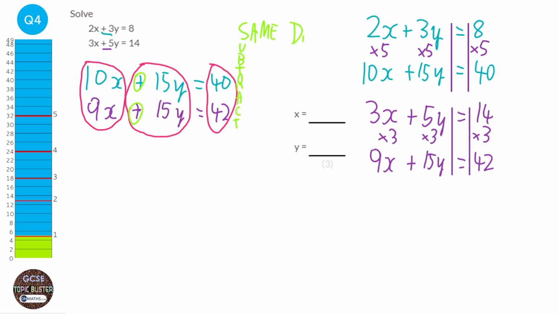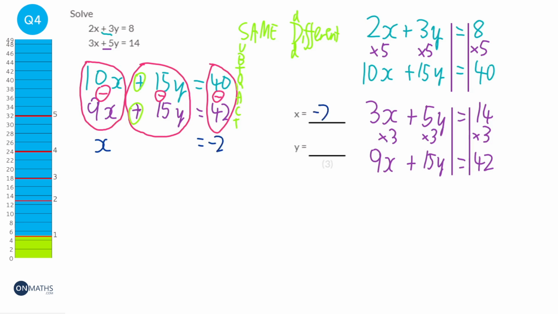If they are both different, we add. Now, looking at them, they are both pluses, so they are the same, so we are going to subtract. And we don't just subtract these, we subtract all of them. So we're going to do 10x take away 9x, which is just x, 15y take away 15y, which is nothing, which is good, that's what we want, and 40 take away 42, which is going to be -2.